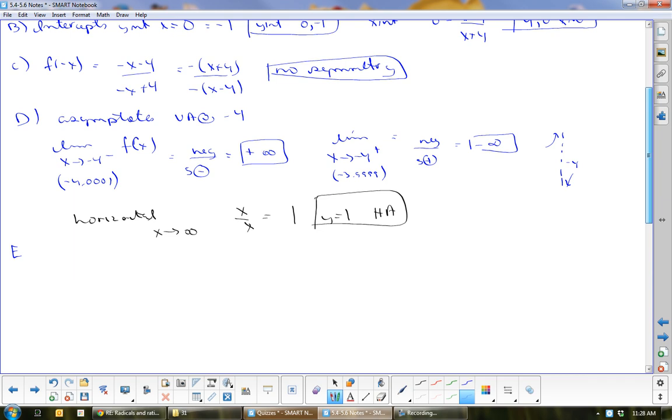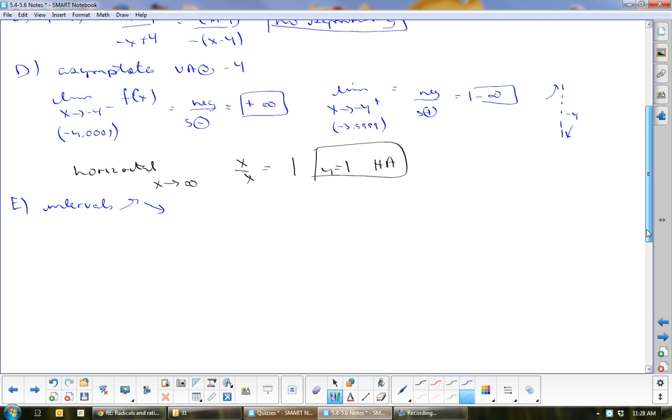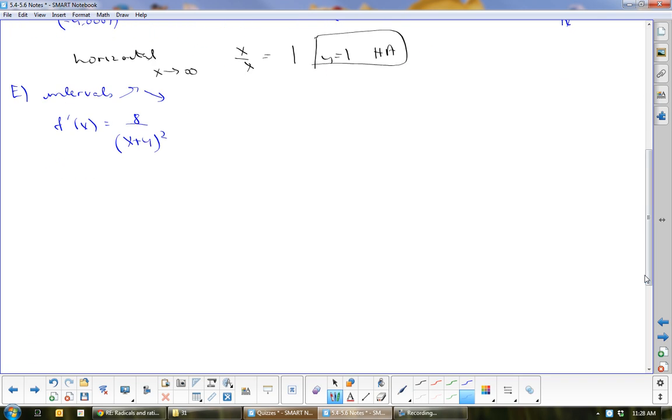Okay, E. So we want intervals of increase or decrease. Okay, so f prime x. Now this you do or do not have to. You can use the quotient law, whatever, but it is 8 over x plus 4 squared. Okay, so I'm not going to go and do the first derivative with you. We just got to get moving on with just graphing here.